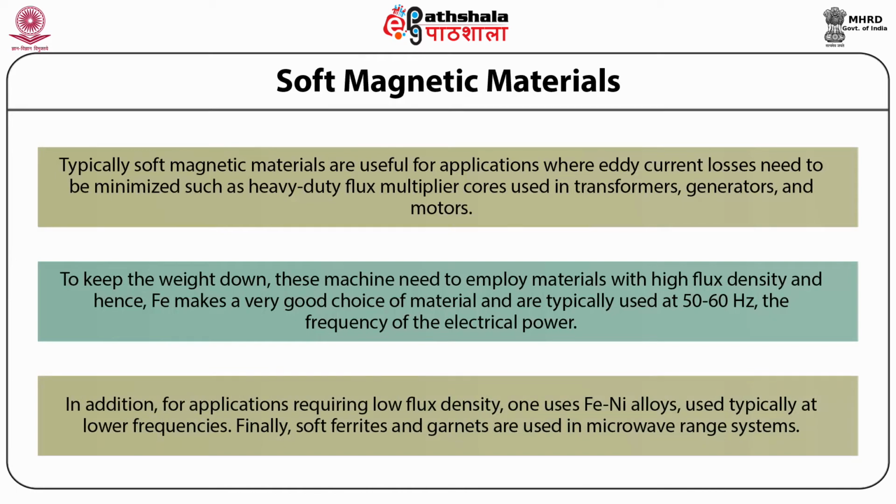In addition, for applications requiring low flux density, one uses iron nickel alloys, used typically at lower frequencies. Finally, soft ferrites and garnets are used in microwave range systems. So students, we will mainly concentrate on metallic ferromagnets, whilst ferrites will be discussed separately in further sections.